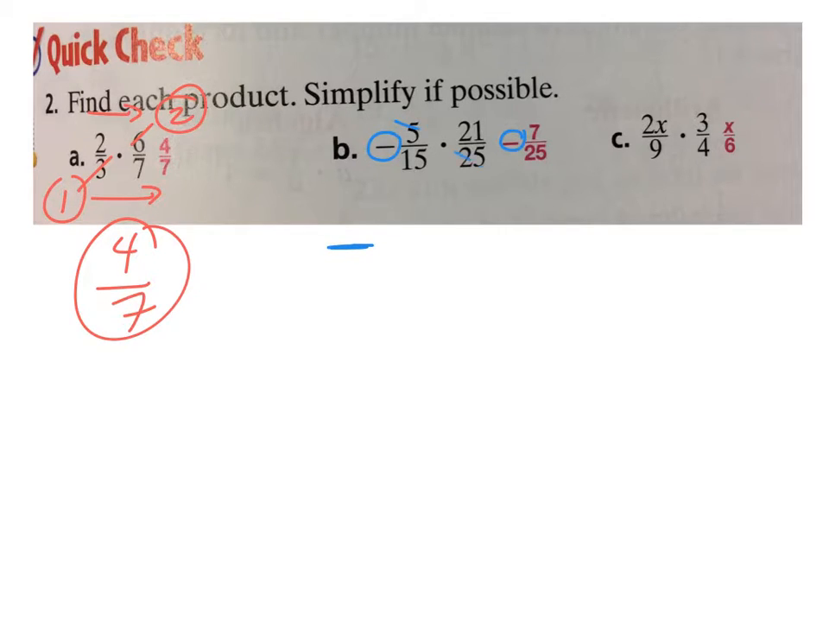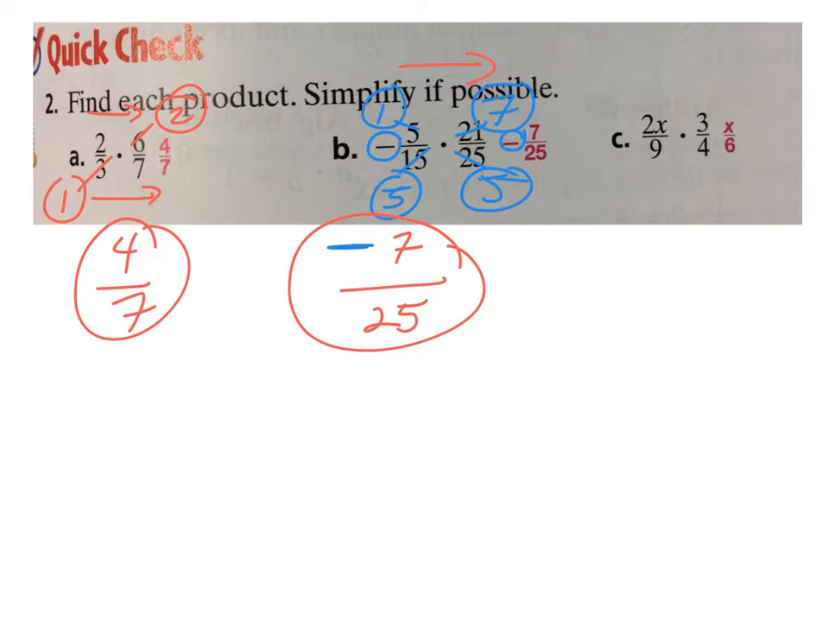We can cross-cancel and get rid of some 5s here. 25 divided by 5 is 5. 5 divided by 5 is 1, so there's those. And 15 and 21 have 3s in common, right? So we get a 5 down here and a 7 up here. So multiplying straight across, 1 times 7 is 7. And 5 times 5 is 25, so negative 7 25ths. Again, notice I wrote that negative down first so that I didn't forget it.